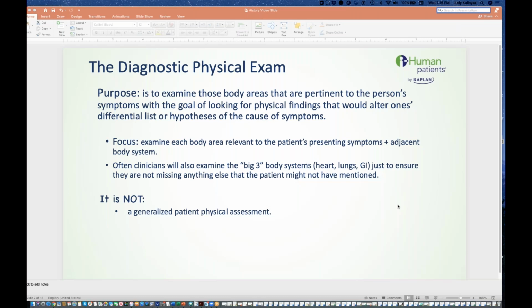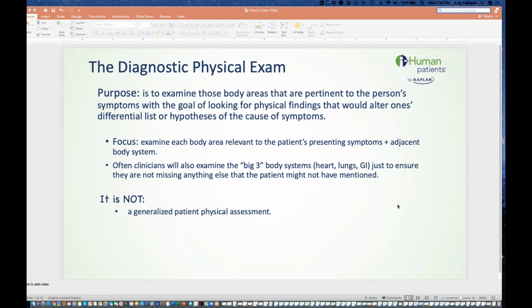The purpose of this exam is to examine those body areas that are pertinent to the symptoms that the patient told you about during their history. It is to help you confirm your hypotheses about the cause of these symptoms. You are focusing on those body areas that are relevant and maybe an adjacent body system. Some clinicians also make sure that they always include what they call the big three, the heart, lungs, and GI tract, because there's a lot of pathology that's found in those areas.